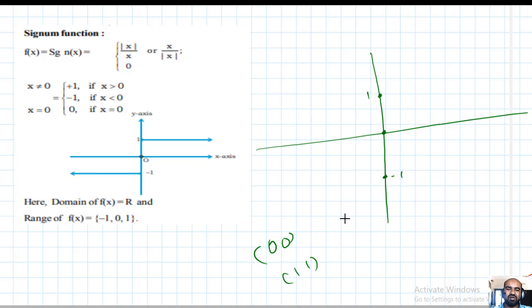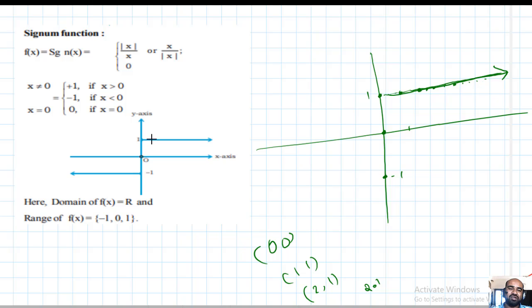1 is taken: 1 comma 1. 2 is taken: 2 also gives 1 only, no? Just now explained. 2 also 1 only. 2.1 also 1 only. 2.2 also 1. 2.3 also 1 only. 5 also 1 only. All the values are greater than 0. Your outputs are all 1s. You get a straight line.